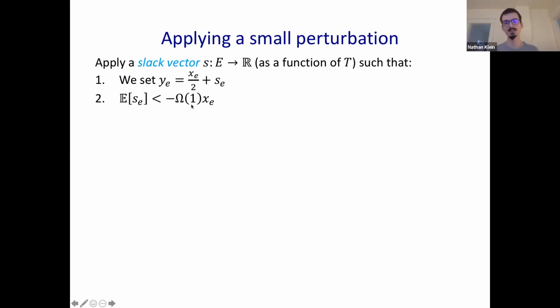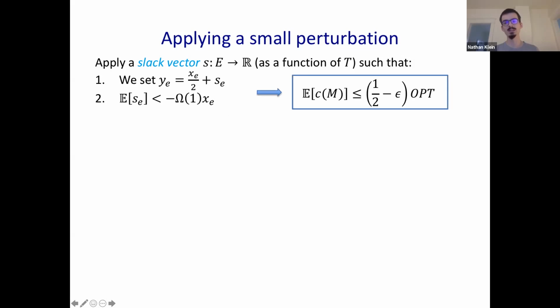So think of us as starting at a feasible point, and then taking a small step in a direction which, in expectation, makes every slack negative. In other words, sending the expected value of every y_e down. And so as long as s_e always keeps y feasible, this implies that our matching costs less than half of OPT. So now our goal is just to construct an s with these properties that's also feasible.